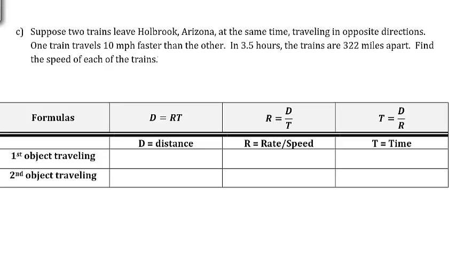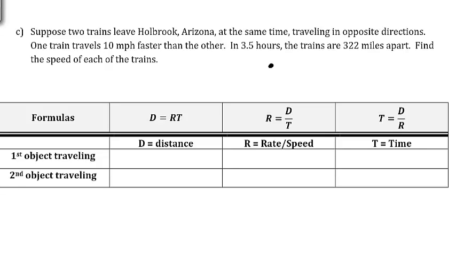Okay, so I think this is our last one. So now suppose two trains leave Holbrook, Arizona at the same time, and they're traveling in opposite directions. One train travels 10 miles per hour faster than the other. In 3.5 hours, the trains are 322 miles apart. Find the speed of each of the trains.